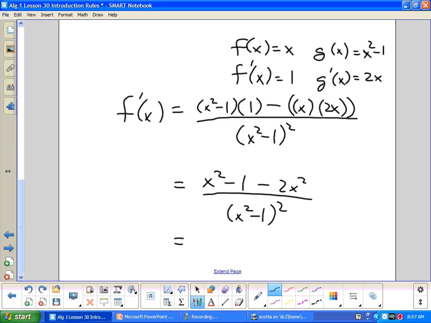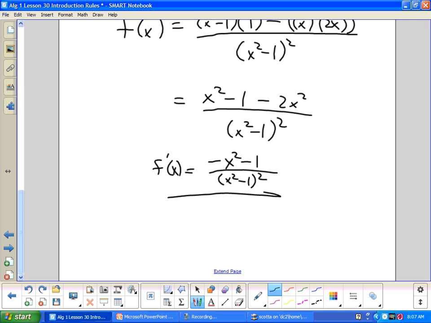So I get negative x squared minus 1 over x squared minus 1 squared. And guess what I just found? F prime of x. What good is this? What does it tell us? Nothing. It tells you the slope of the tangent line at x, any value of x. It tells the slope of the tangent line at x.